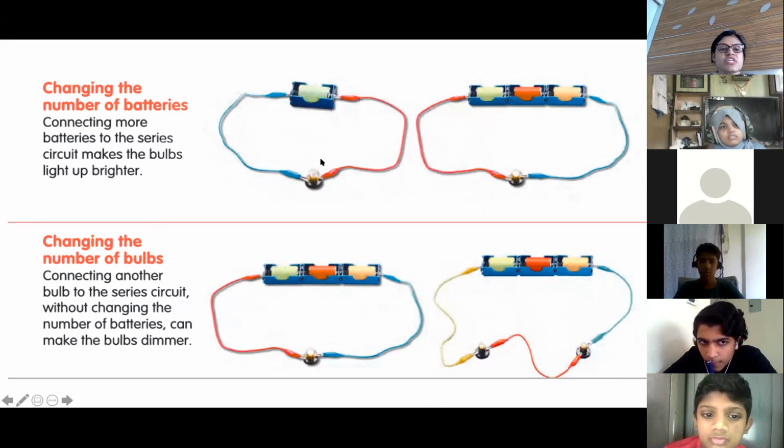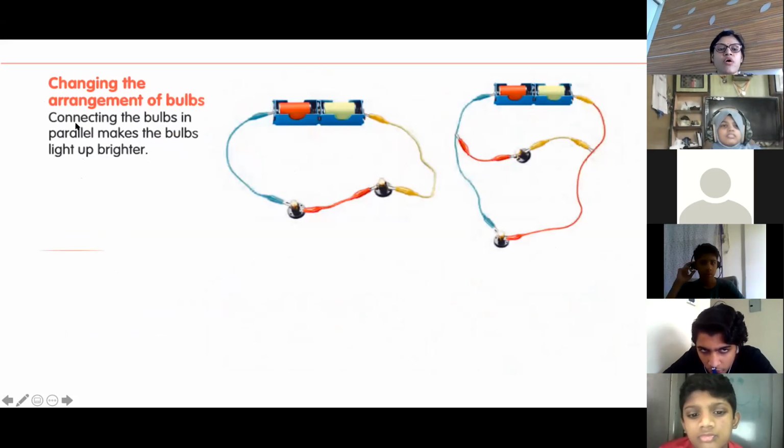Okay, so you can see over here changing the number of batteries. One battery, so less brightness. Three batteries, more brightness will be there. Changing the number of bulbs. One bulb, more bright, and two bulbs in series, because the voltage gets divided, will glow dimly. And arrangement. You can see in series the brightness will be lesser, whereas in parallel the brightness will be more.